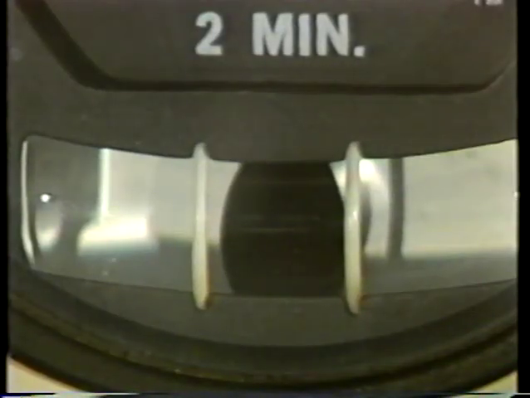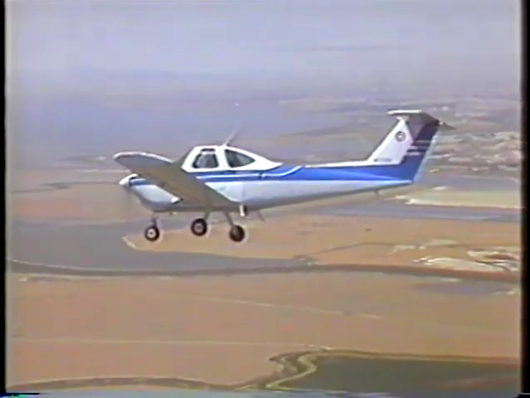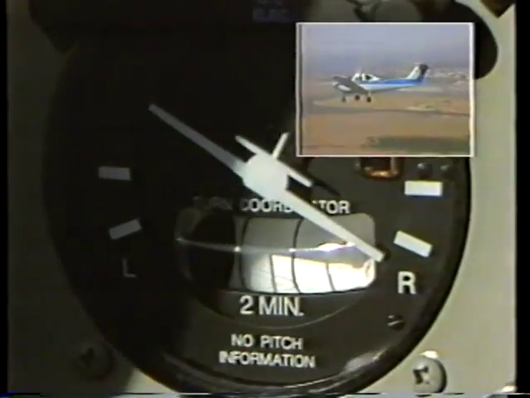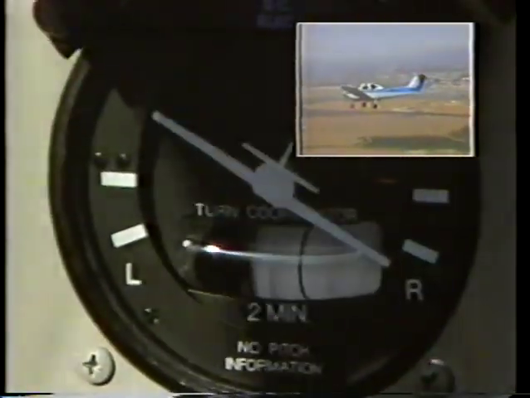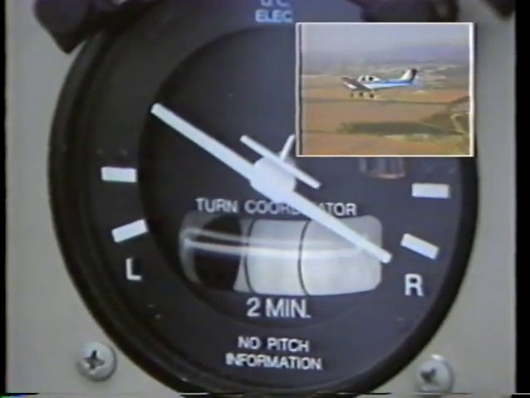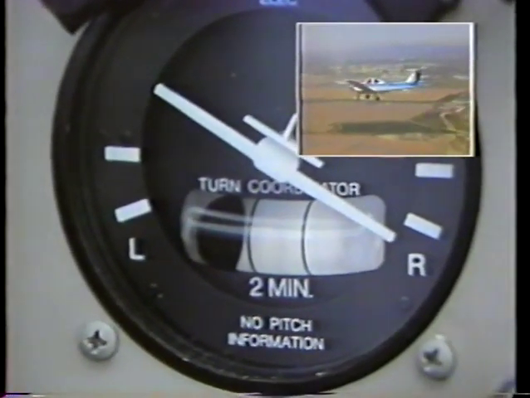The inclinometer, or ball, is a self-contained instrument and is the only instrument that gives you rudder information. Like a carpenter's level, it responds to the force of gravity as well as centrifugal force. If too much rudder is used to counter adverse aileron yaw when rolling into a turn, the ball goes toward the outside of the turn.